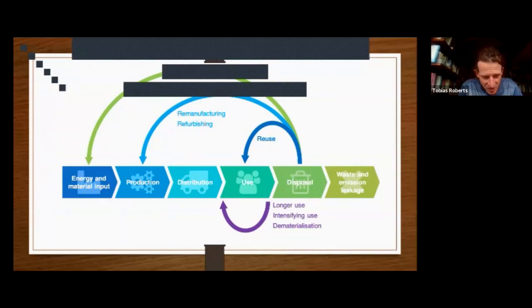Then it goes through a production process, manufacturing. The material is then distributed on a global scale. Generally, the average product will move from where it is sourced to where it is produced to where it is eventually sold and used, several thousand kilometers. Then there's the use, which, like I said, in our current economic model is very, very short-term use.